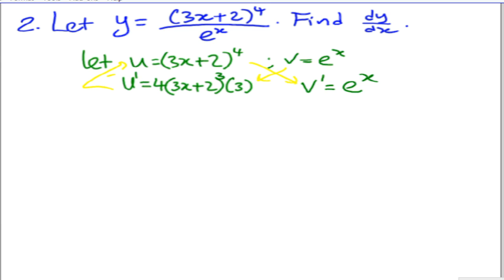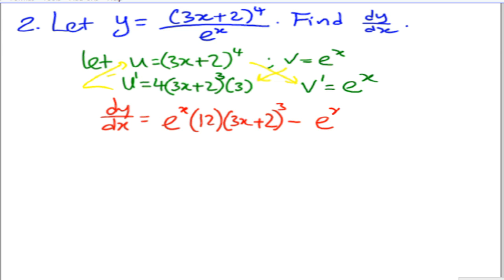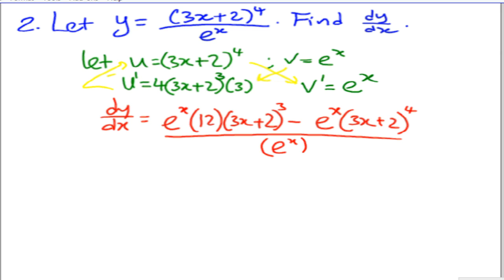All right, and dy dx in this particular case will be e to the power of x times 12 times (3x plus 2) raised to the power of 3, and then minus e to the power of x times (3x plus 2) raised to the power of 4, and then everything is divided by e to the power of x, everything squared. So you can see now in the numerator, I have a common factor.